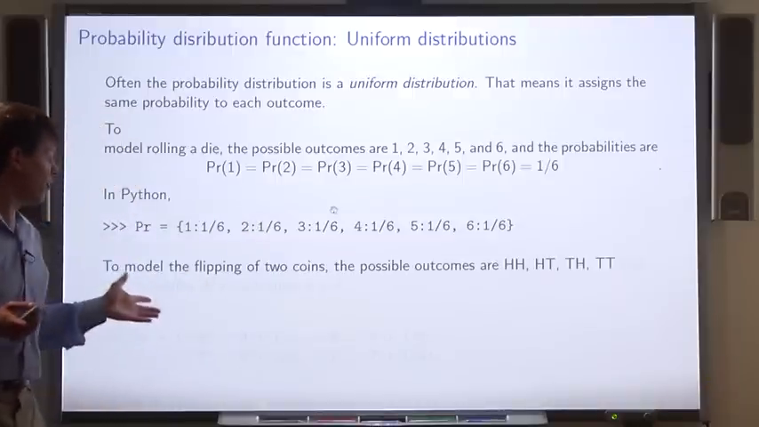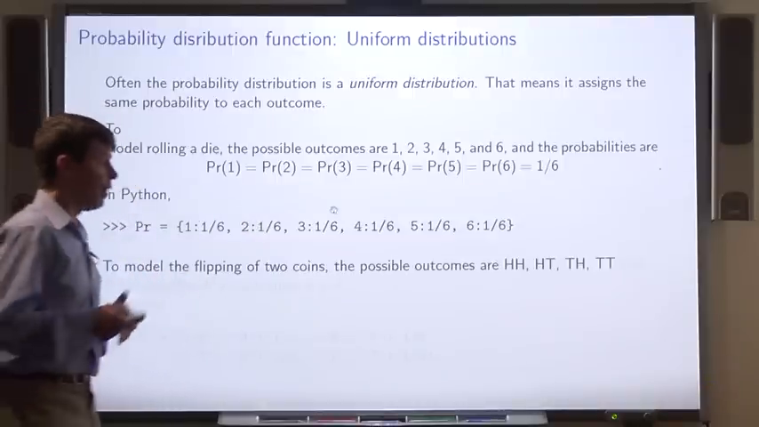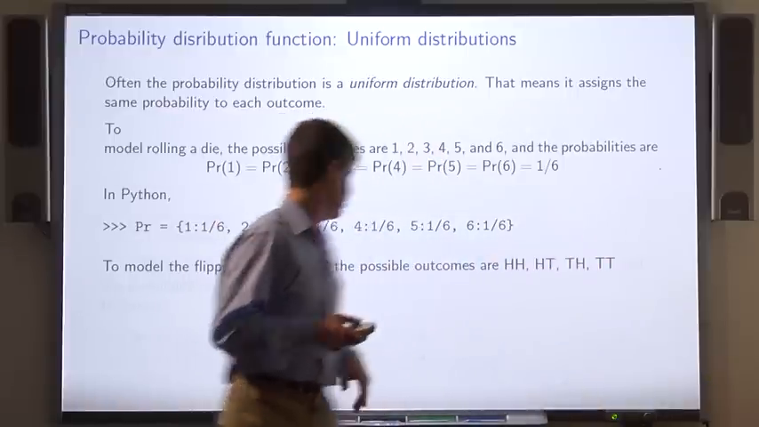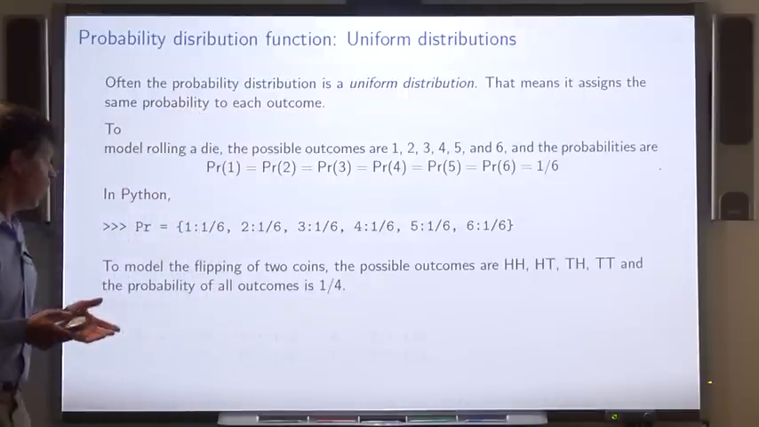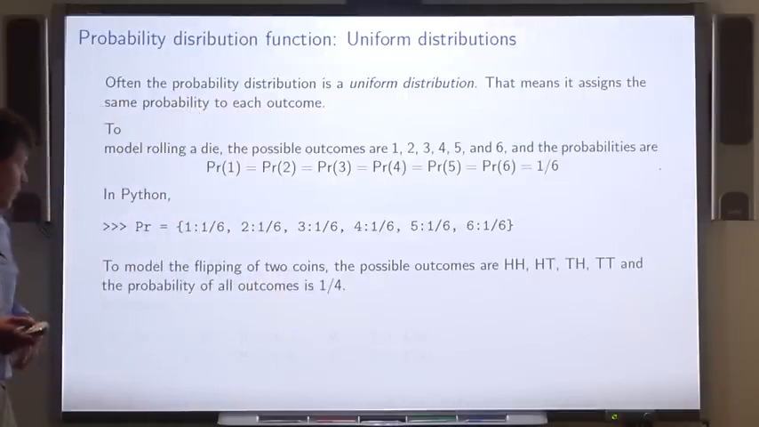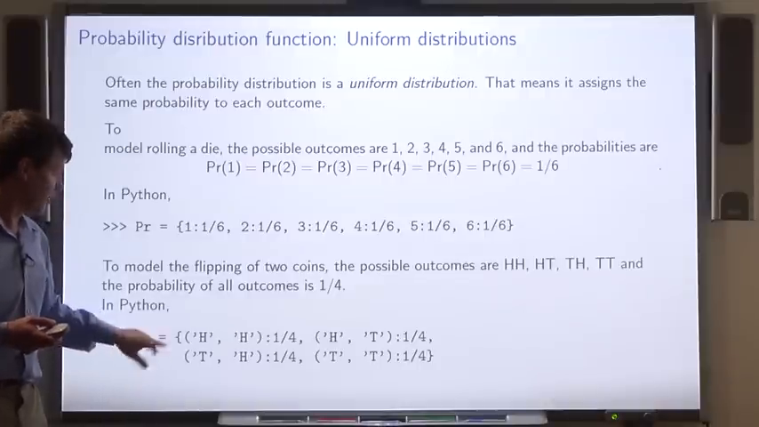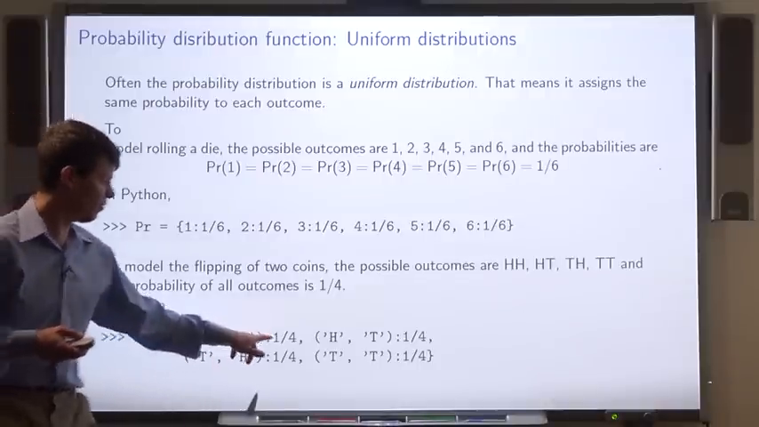Another example, to model the flipping of two coins. The possible outcomes are heads, heads, heads, tails, tails, heads, and tails, tails. And the probabilities are all 1/4. And we represent that function in Python by this dictionary. It maps the pair heads, heads to 1/4, and so on.